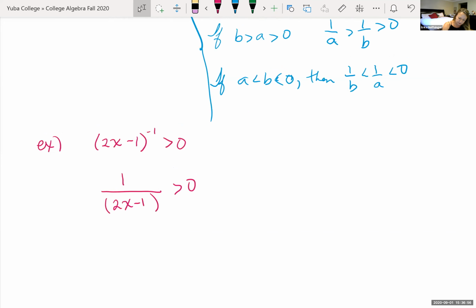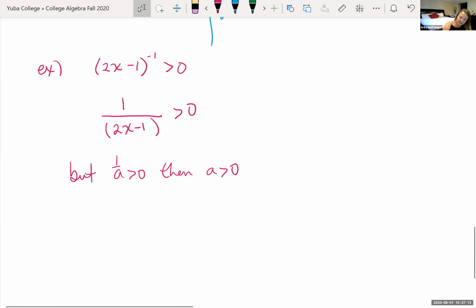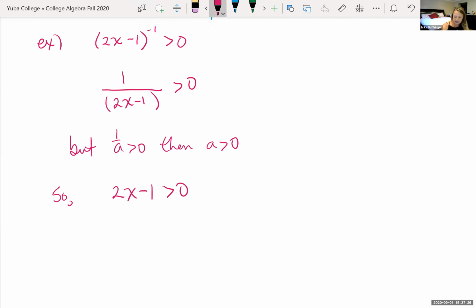So if 1 over A in this case is greater than 0, then A has to be greater than 0. So let's use that and say, well, then we know that 2x minus 1 has to be greater than 0. To solve this, we're going to add 1 to both sides. So you get 2x is greater than 1. Divide by 2. We're dividing by a positive, so we're okay. So x is greater than 1/2.